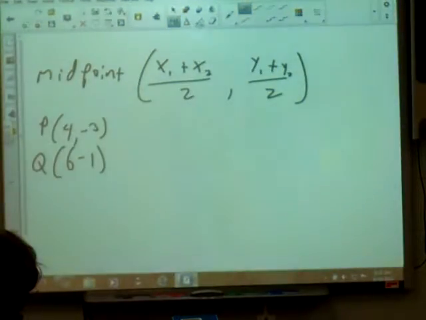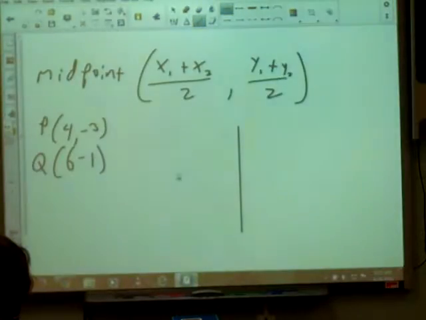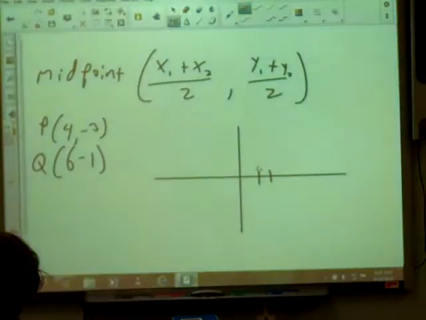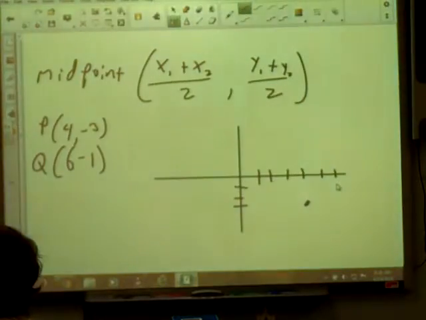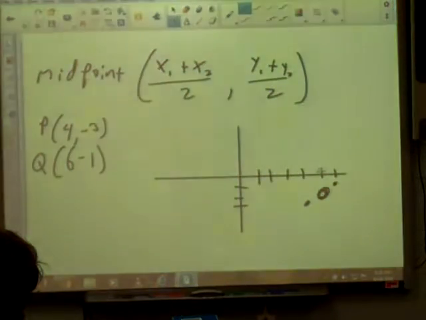Alright, I want to get us an idea before we find it of where we think it might be, so we'll know if we screw up or not. If I go right 4 and down 3, I'll be roundabout in that area. If I go right 6, this is a short segment, and down 1, it's going to be roundabout in that area. So midway between there, it's going to be somewhere in here. So 1, 2, 3, 4, negative 4, negative 5-ish. And it's got to be negative 2, I would think, right? Let's go ahead and find it now and make sure.